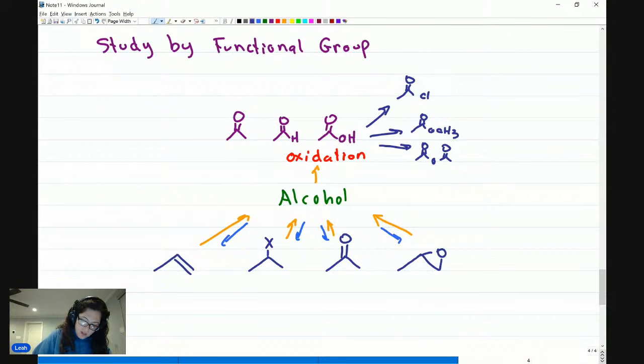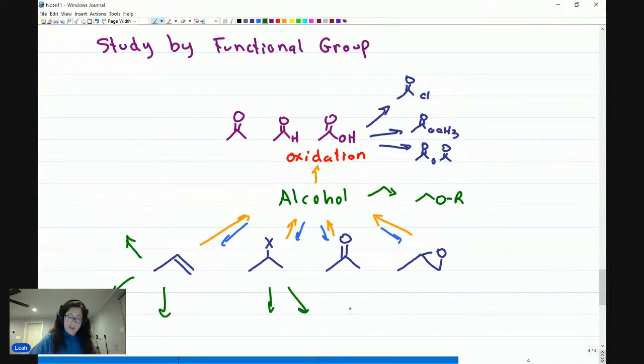The alcohol, you can also turn it into an ether, an OR group. You could turn it back into a halide. So take each of these, take the alkene. What can I do with it? Take the alkyl halide. What can I do with it?